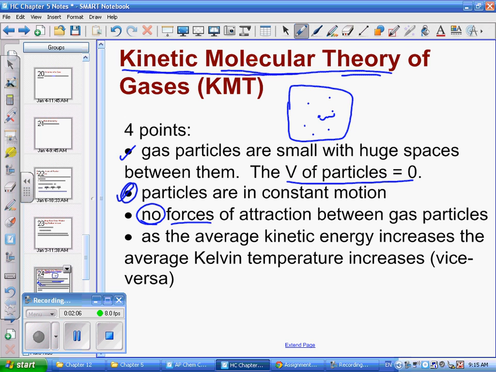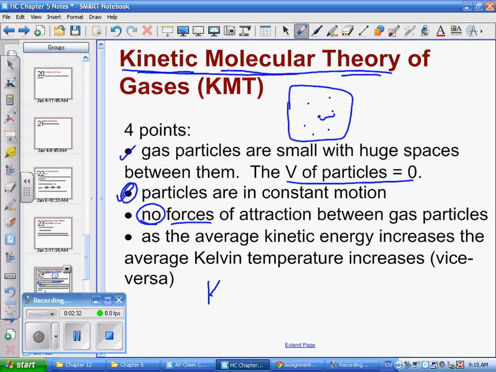The last statement is that as the average kinetic energy increases, the average Kelvin temperature increases. This basically says that hot particles are moving faster. So particles at temperatures such as 120, 130, 150, 300 Kelvin are moving much faster than particles that are at 50 Kelvin or 100 Kelvin. So that is indicative of that.